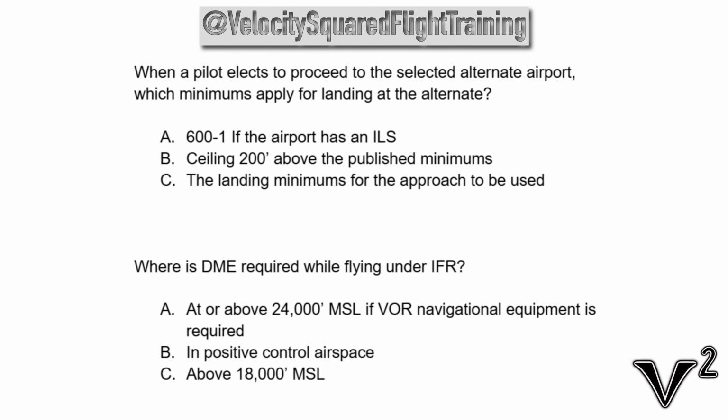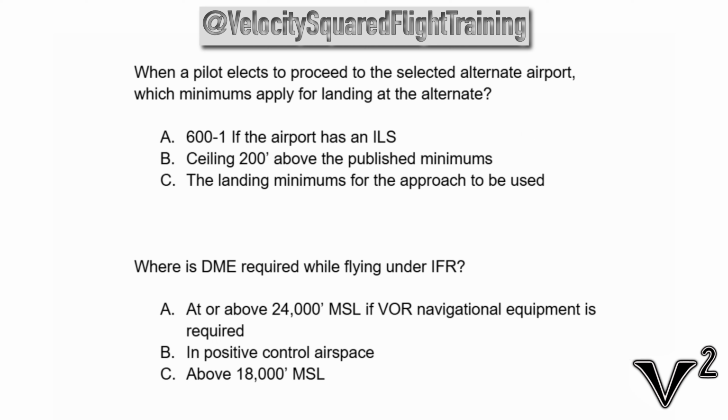All right, next up we've got a couple more questions, and we're going to start with: when a pilot elects to proceed to the selected alternate airport, which minimums apply for the landing at the alternate? Like the previous question, where we talked about what weather you have to have in order to file an airport as your alternate, this question is similar and different. It's a little confusing.